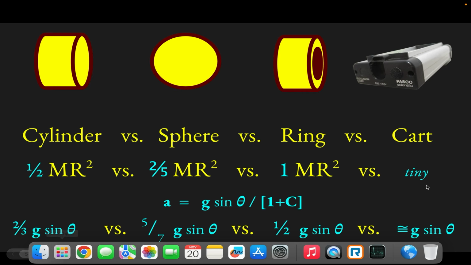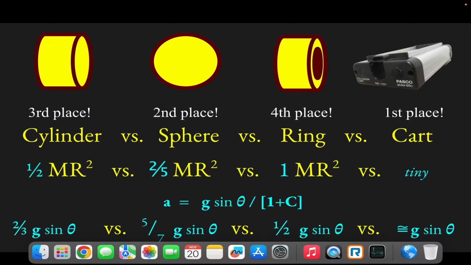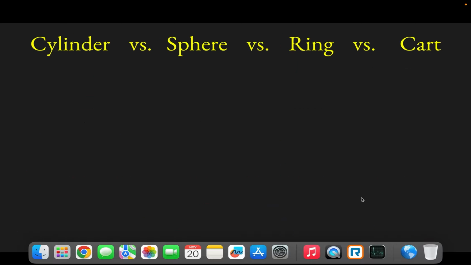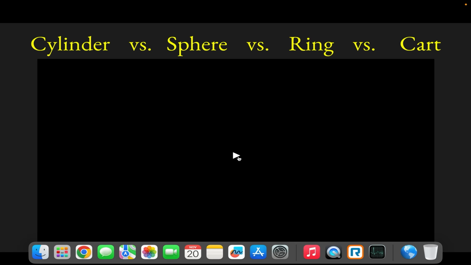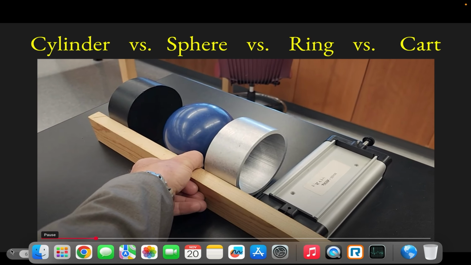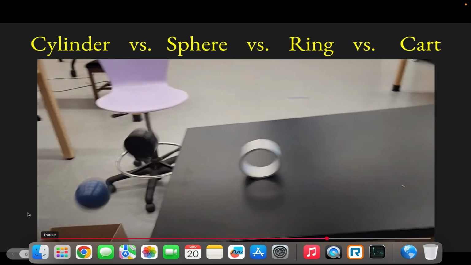What that means, if you compare all these things, is that g sine theta will be the largest of these, so the cart will be in first place. 5/7 g sine theta is next, so the sphere will be in second. And 2/3 g sine theta follows that, so that'll be third place, the cylinder. And then the very last place will be the ring. So again, it should go cart, sphere, cylinder, ring. Let's check the footage again. Cart, sphere, cylinder, ring. Let's see what we get. Cart, sphere, cylinder, ring.